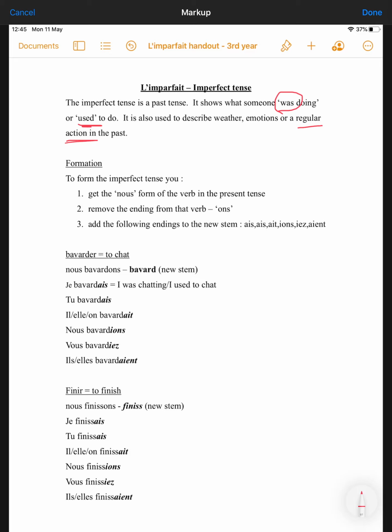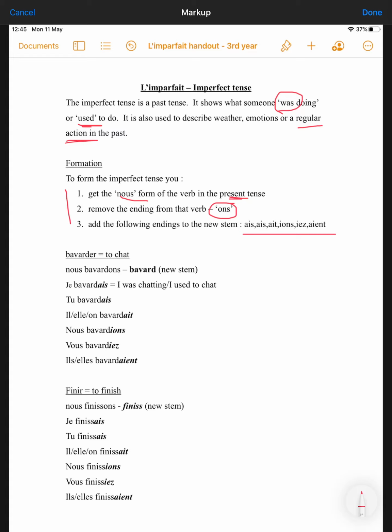So to form the imperfect tense, these are the steps here. First of all, you get the nous form of the verb in the present tense. You drop the ending off the verb word, which is the ONS. So you drop the ONS off that verb word, and then you have a new stem. And onto that go these set of endings: AIS, AIS, AIT, IONS, IEZ, AIENT.